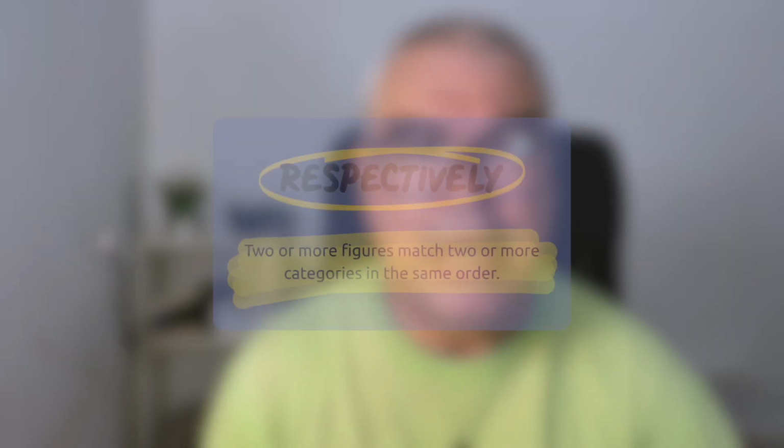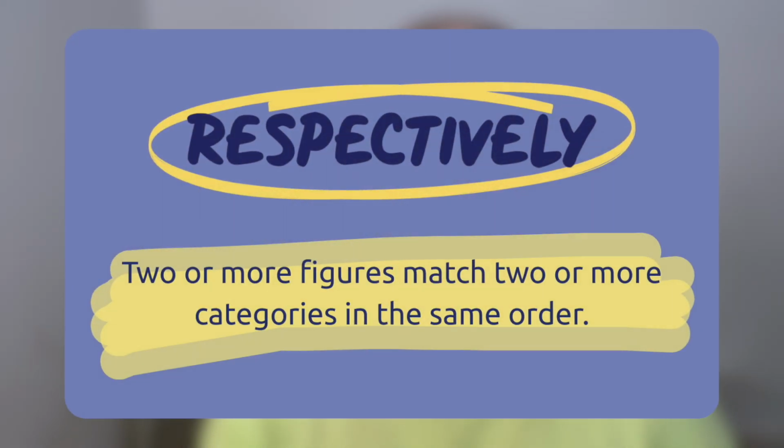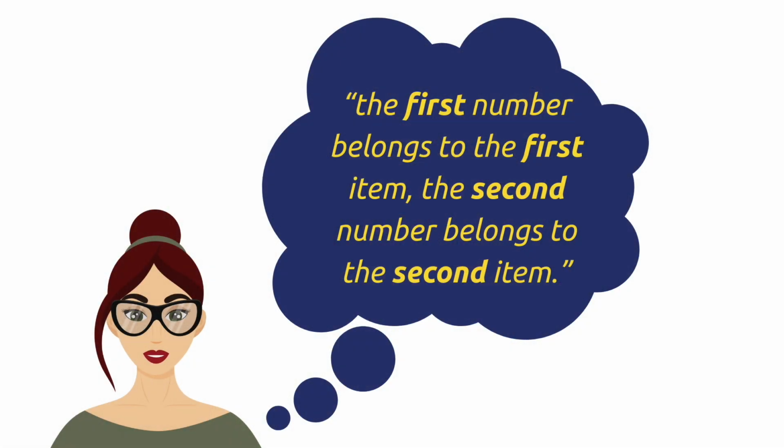Let's start with the meaning of respectively. It means that 2 or more figures match 2 or more categories in the exact order, in the same order. To put it simply, respectively means the first number belongs to the first item, the second number belongs to the second item. Examiners do like you to use this word because you can describe comparisons efficiently and effectively.